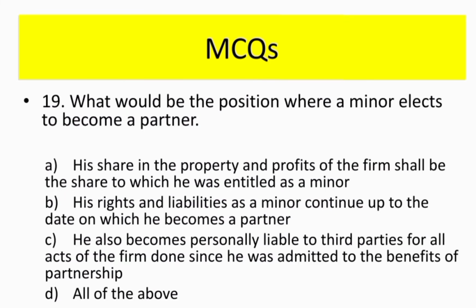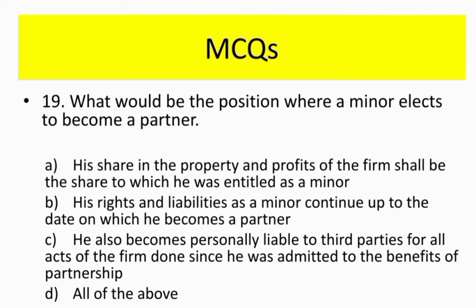Now come to question number 19. What would be the position where a minor elects to become a partner? That means when a minor attains majority, if he would like to become a partner, then what would be his position in the firm? So the correct answer among these four options is option number D, that is all of the above.